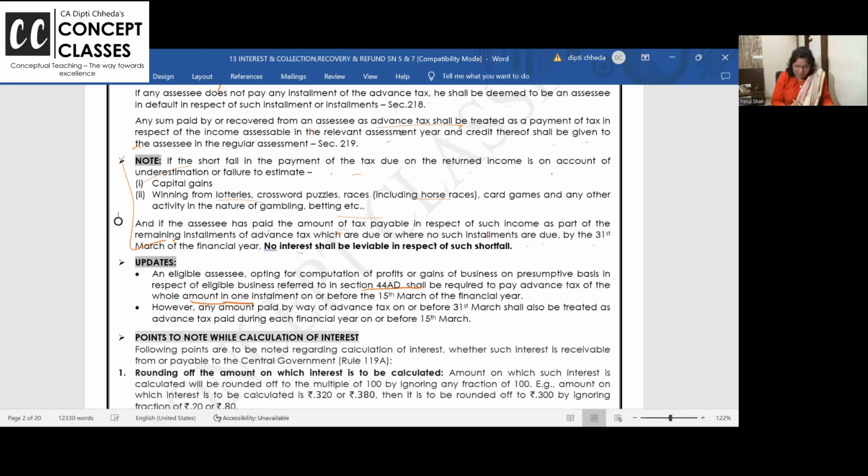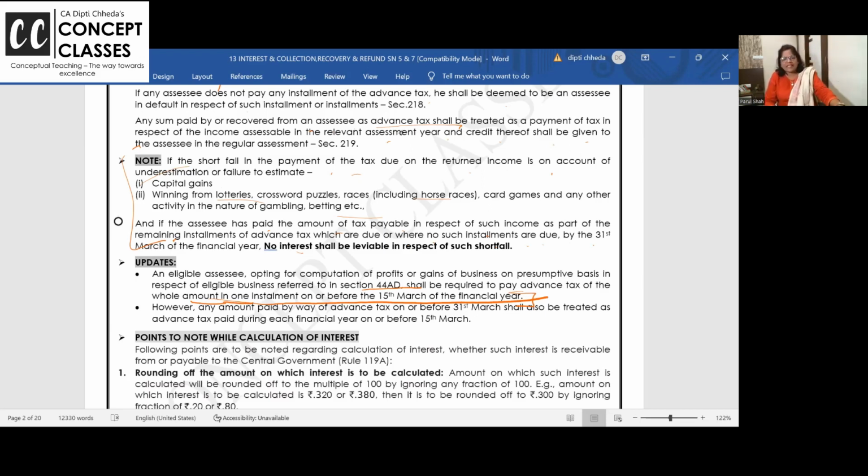Just now you asked me, no ma'am, can I pay one installment? Yes. Single installment by 15th of March. You know why this liberty is given? They are not maintaining the books. Turnover details they are getting from GST.